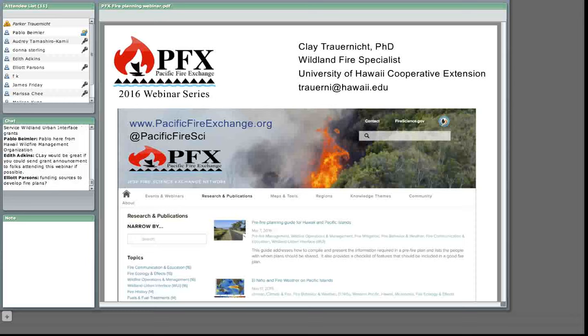There is the grants, the WUI. The grants have not been announced yet. And when they are announced, we will put it up on the Pacific Fire Exchange website, and I'll make sure to link up with Pablo at Hawaii Wildfire, so it will be put up there. And again, Hawaii Wildfire, Pablo's here with the room for us. They're another excellent resource to get involved in talking about this stuff too.